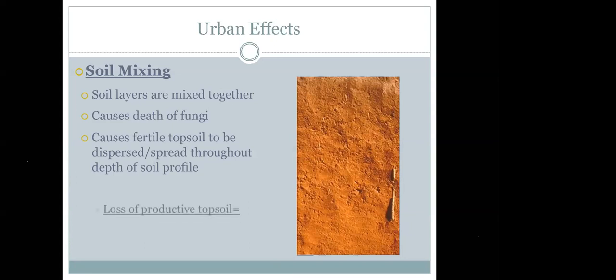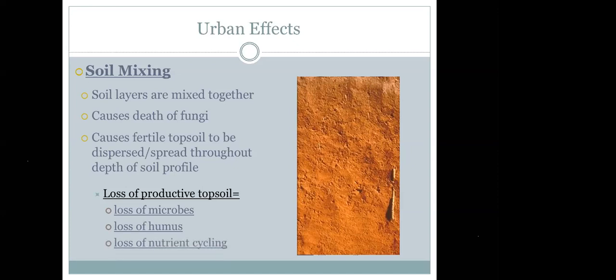When you have a loss of that productive topsoil, when it gets mixed throughout the entire soil column, you get a loss of microbes, especially up at the top where they would do the most for benefiting root health. You have a loss of humus because that humus, again, was once concentrated where the roots had access to it, and now it's spread throughout the soil. And therefore, with fewer microbes and less humus concentrated at the top, you have a significant loss in nutrient cycling as well, too.